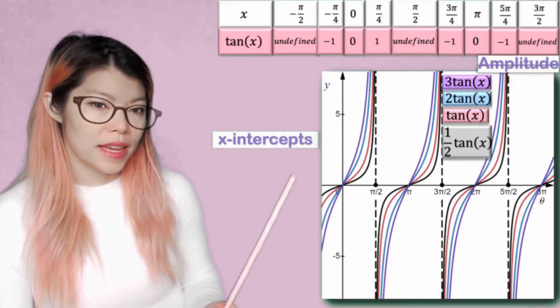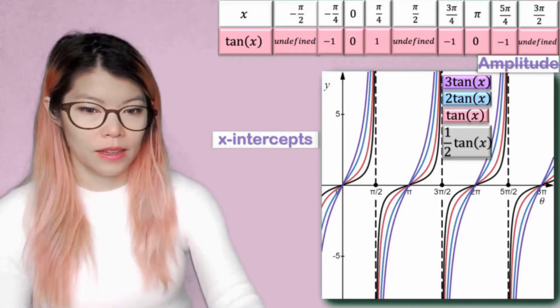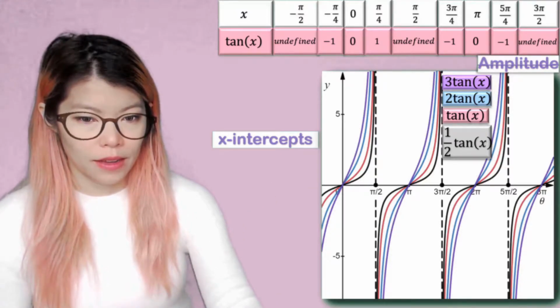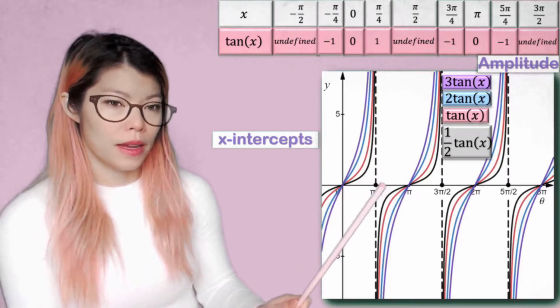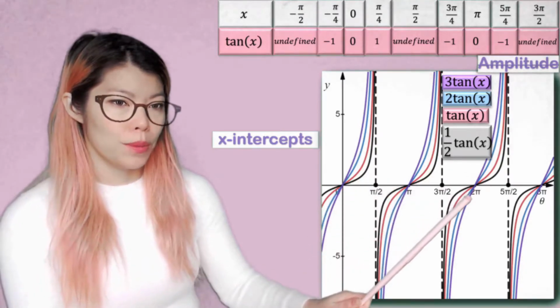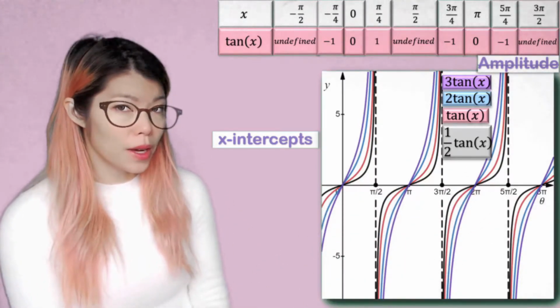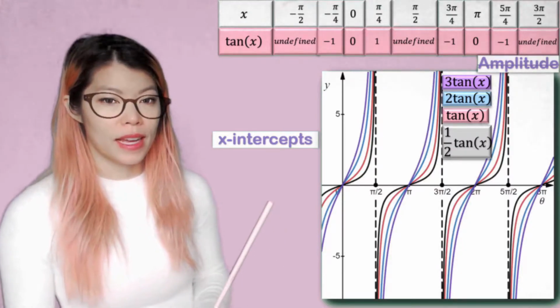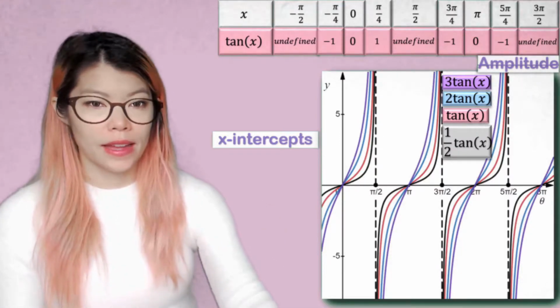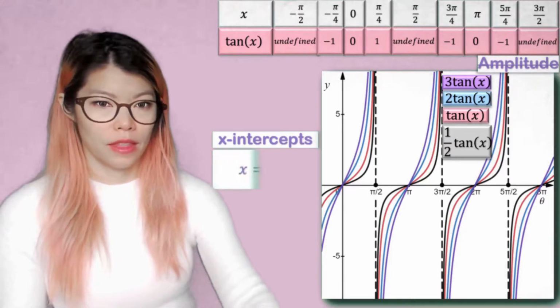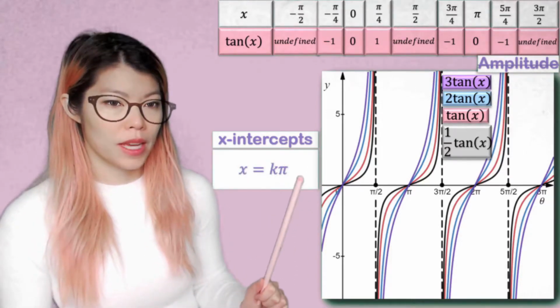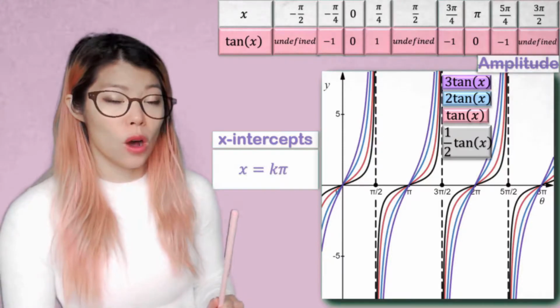So we can see that there's x-intercepts at 0, pi, 2 pi, and 3 pi. So every pi whole number, or in other words, the x-intercepts occur at x equals k pi, where k is a whole number.